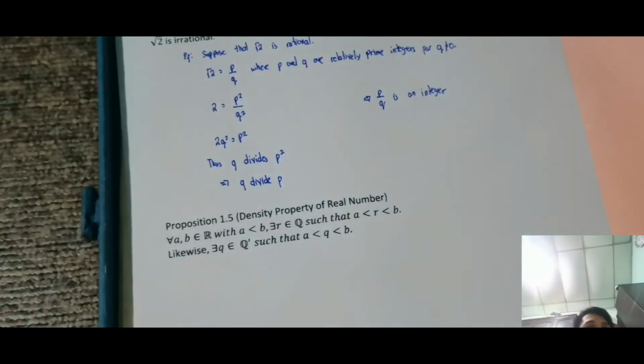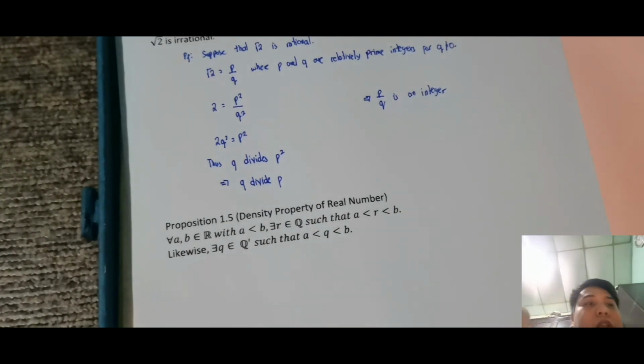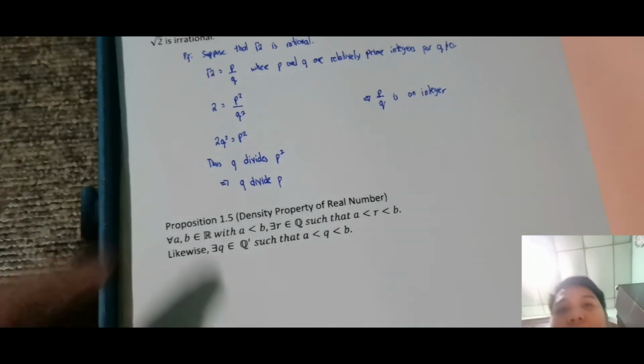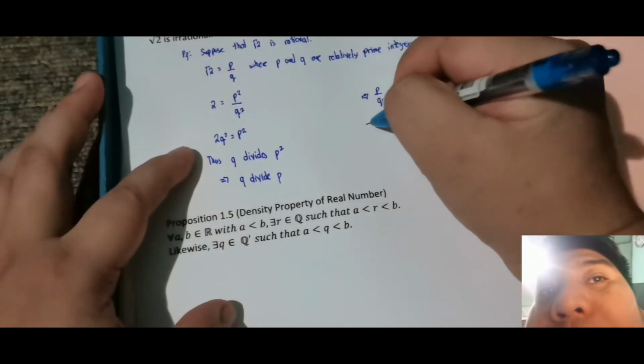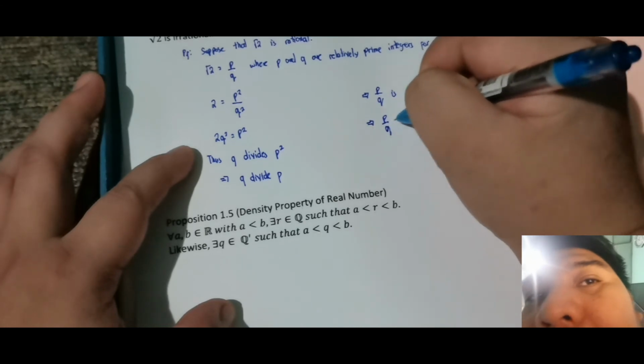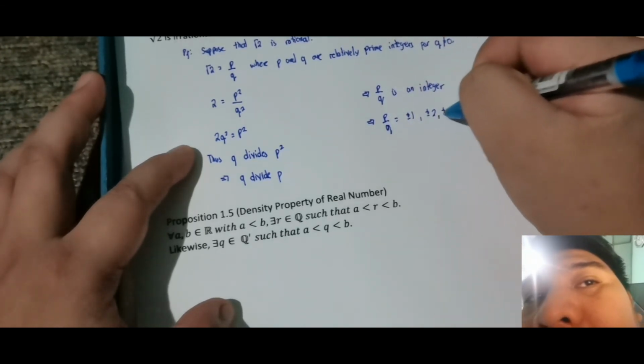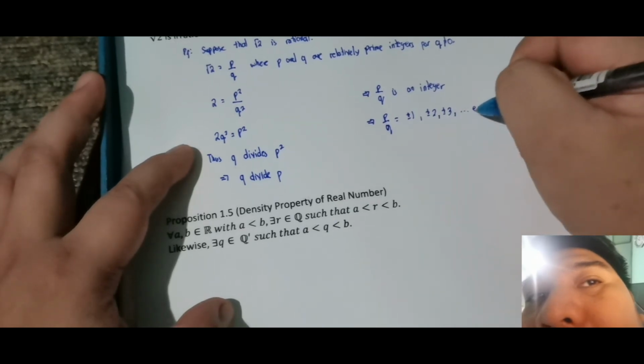Which implies, dito ako nalagay, which implies that p over q is an integer. O, ngayon, isipin mo ganun. Since si q dinidivide niya si p, so meaning may exact number na sagot yan, which is an integer. Ngayon, since siya yung integer, pwede siya maging ganitong form. So, p over q is equal to positive or negative 1, positive or negative 2, positive and negative 3, and so forth, etc.